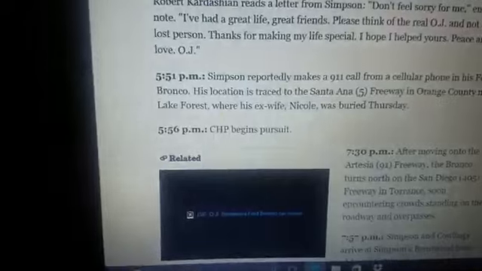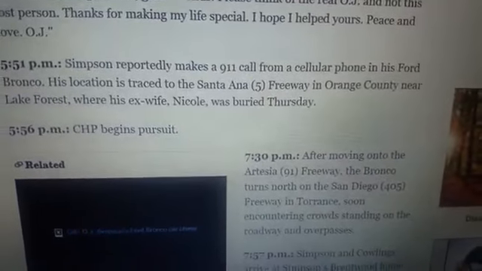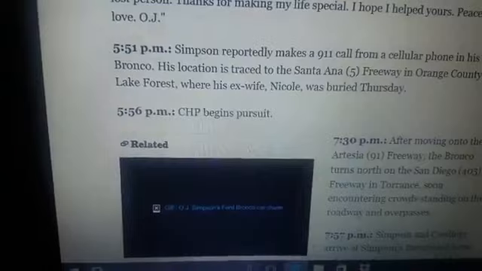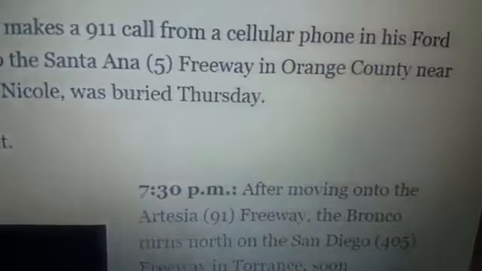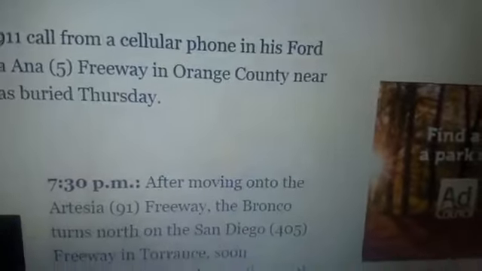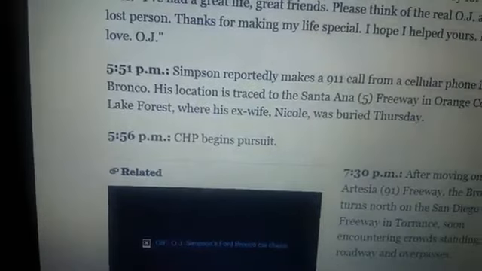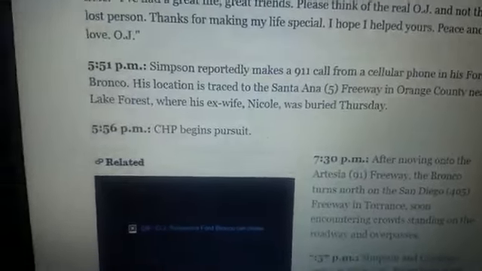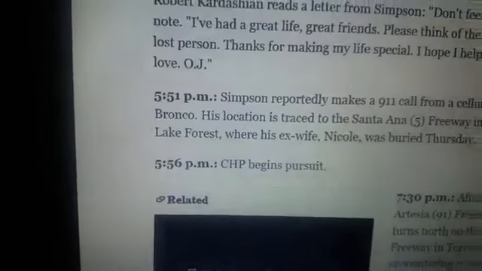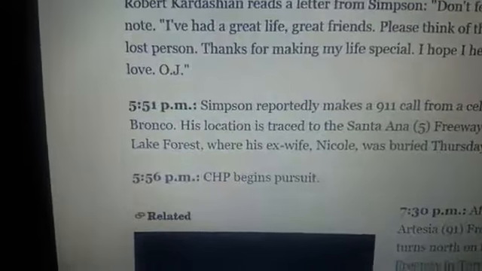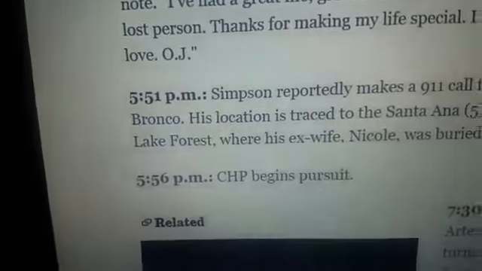Okay. Simpson reportedly makes a 911 call from a cellular phone in his Ford Bronco. His location is traced in Santa Ana, 5 freeway. Santa Ana 5 freeway in Orange County. His name is OJ. Orange County, okay, near Lake Forest, where his ex-wife Nicole was buried that Thursday. So he called 911 at 5:51 p.m. When you add 5, 5, and 1, you get 11, okay?